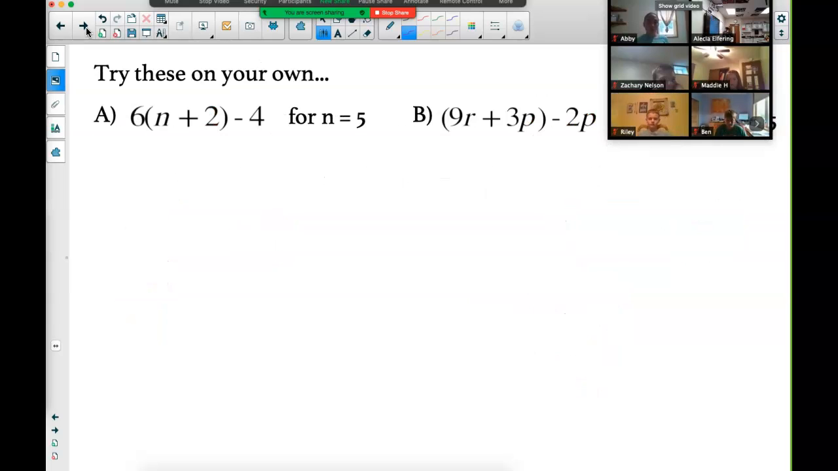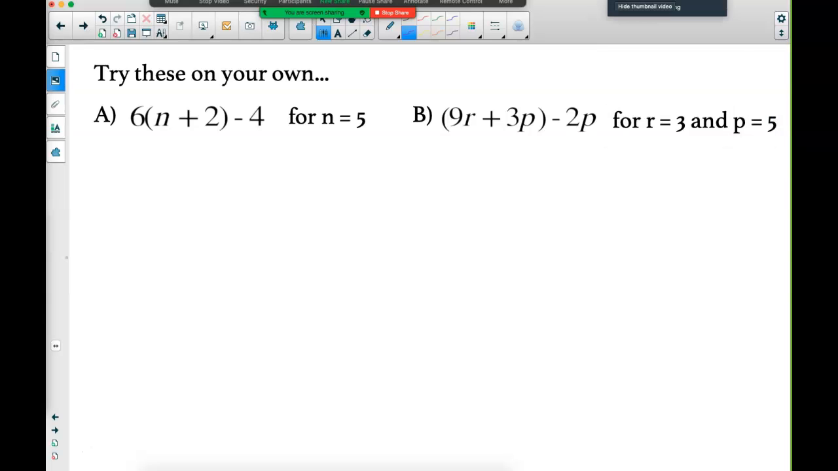Okay, let's try this one. We have 6 parentheses n plus 2 minus 4 for n equals 5. So I want you guys to write this in your notes. Letter A, just write that one in your notes. And then we're going to substitute, we're going to replace the n. So I'm going to cross out the n and put a 5 there. Once we do that, this is exactly what we were doing yesterday. So once you have that, go ahead and solve it. Those of you at home, type in your answer when you get it.